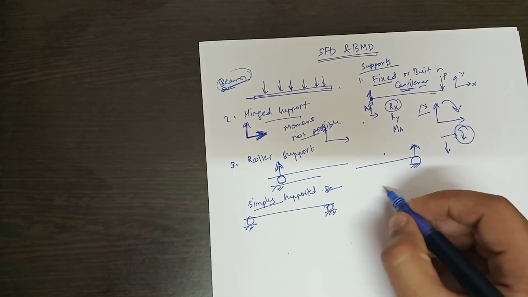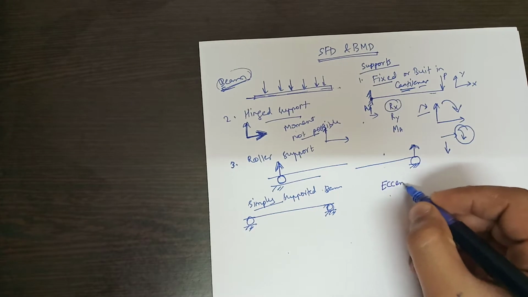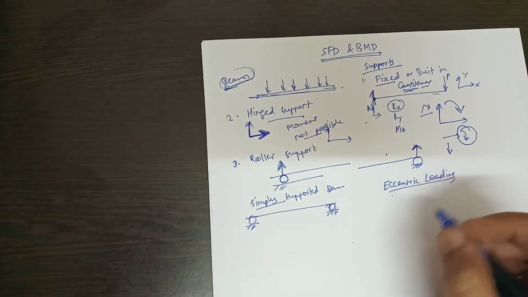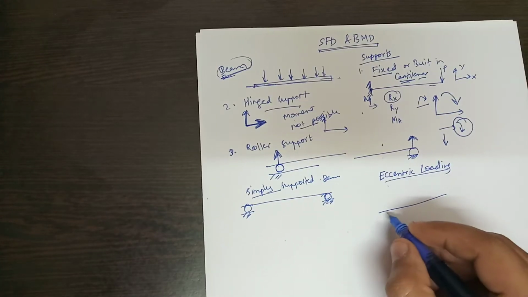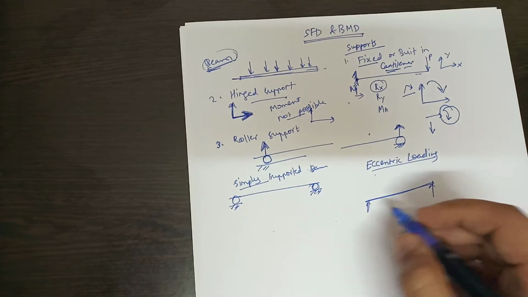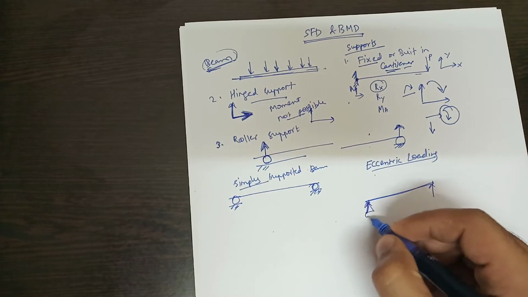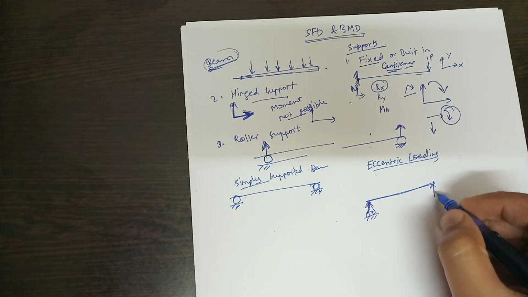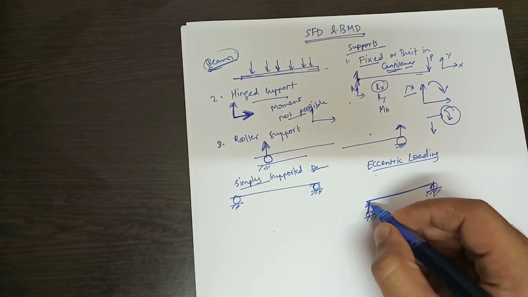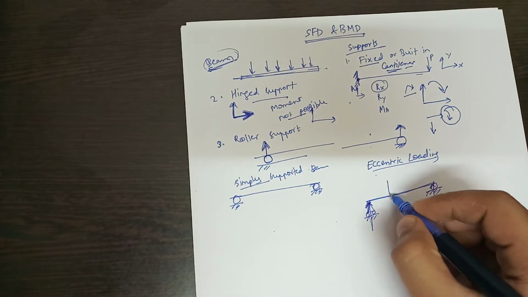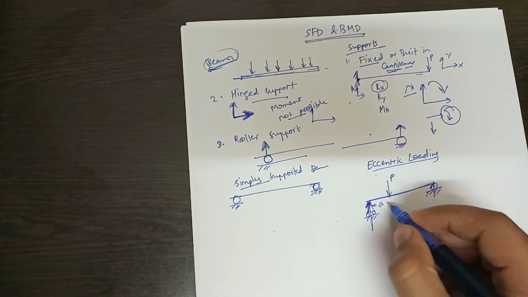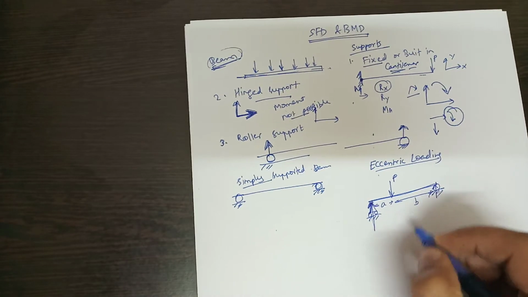Now, let us understand what eccentric loading means. Eccentric loading. Eccentric means offset. That means, for example, if this beam is supported on these roller supports, one is this and one is this. Okay, now a load is applied somewhat here. Let this distance be A, this distance be B.